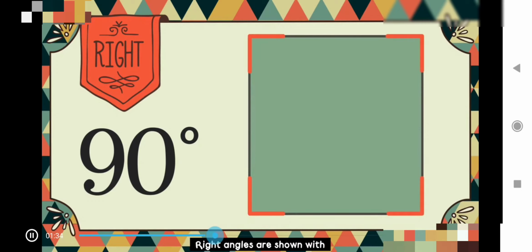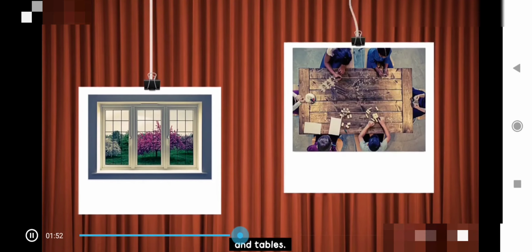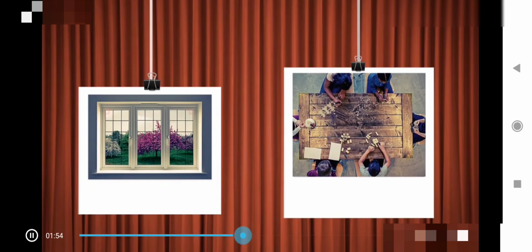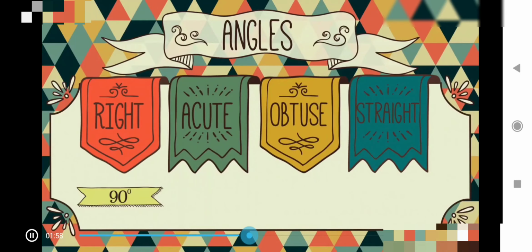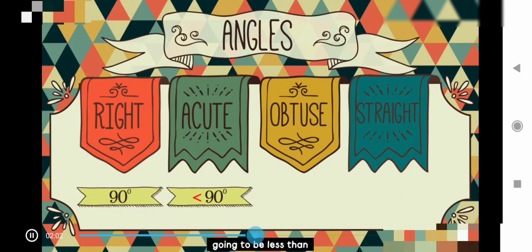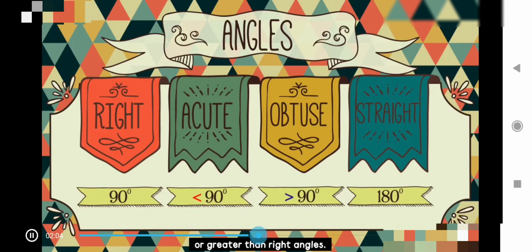Right angles are shown with a small box in the corner. If you see a box like this, you know it is always a right angle and equal to 90 degrees. Some places you can see right angles are in windows and tables. Other angles are either going to be less than or greater than right angles.